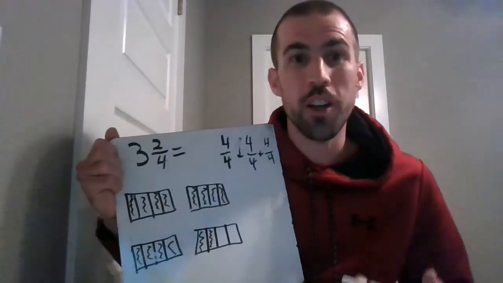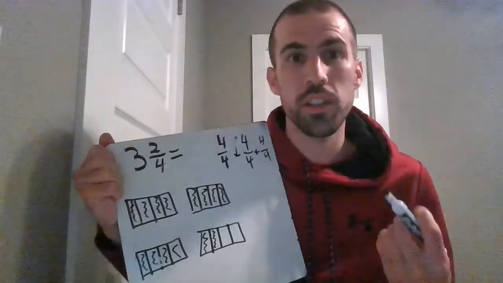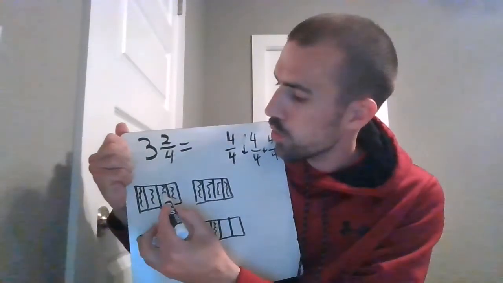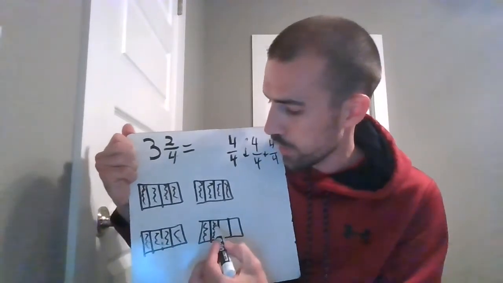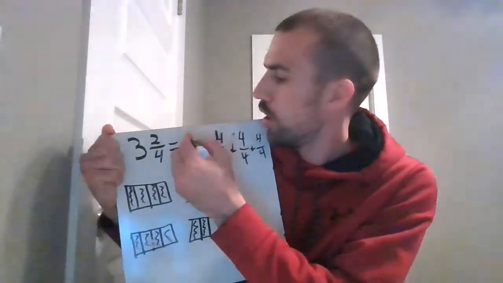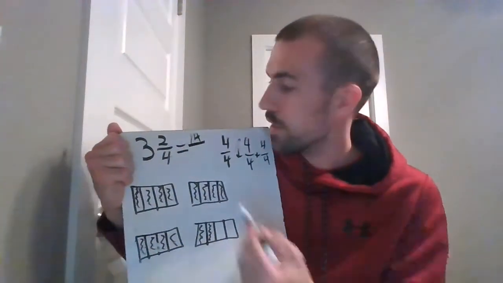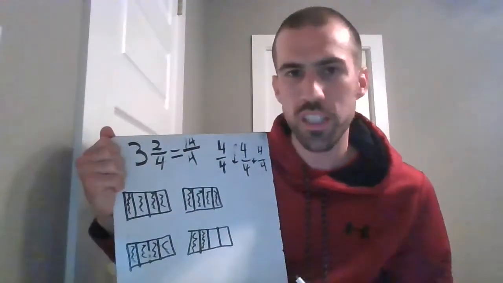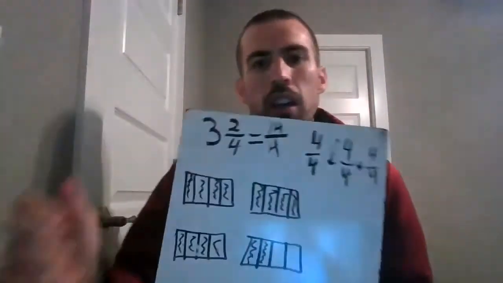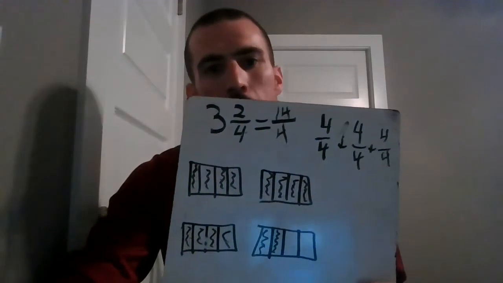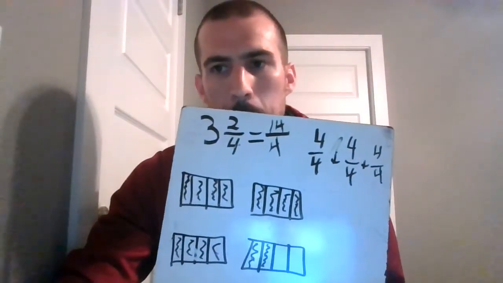So in order to figure out our answer, all we would have to do is count our parts that are shaded. So we have 1, 2, 3, 4, 5, 6, 7, 8, 9, 10, 11, 12, 13, 14 parts shaded. So that's our new numerator. And then our denominator stays the same. So we have 14 fourths. So 3 and 2 fourths equals 14 fourths. That's how you would change a mixed number into an improper fraction.